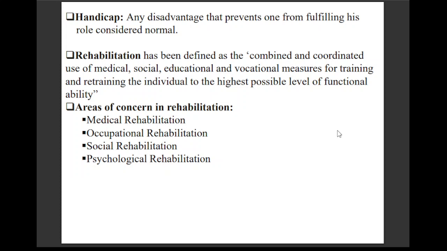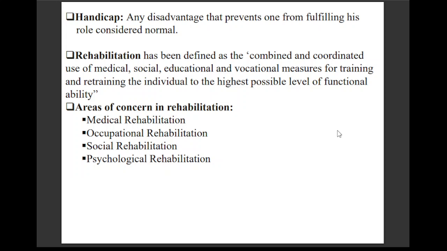That is, the loss, which is non-bearable, has to some extent been neutralized or reduced. Now, areas of concern in rehabilitation. So there are several different areas like medical rehabilitation, that is the treatments and all. Occupational rehabilitation. So you can consider the government of India, what type of rehabilitative measures they are doing. First is medical rehabilitation. So they are providing vaccinations, or they are providing the treatment protocols, SOPs and all.